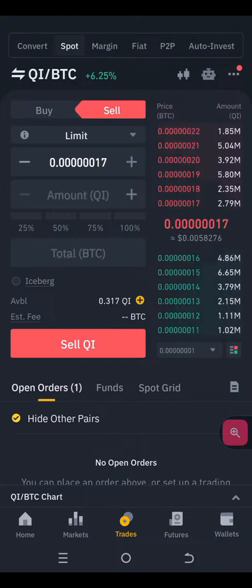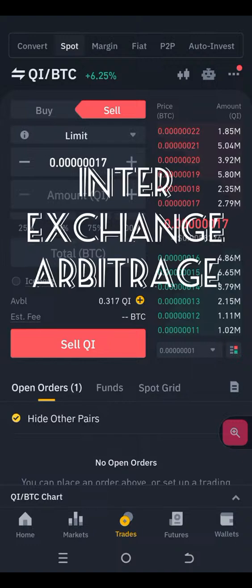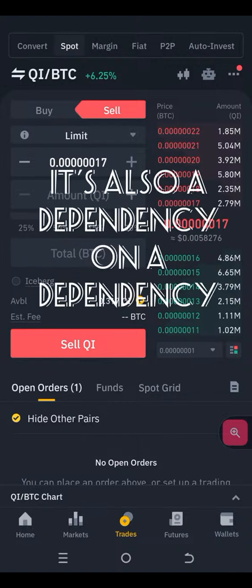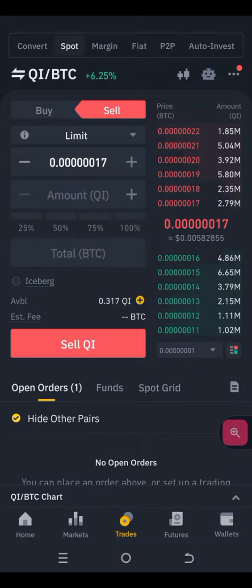Okay, so now let's go into the next one. Let's look at inter-exchange arbitrage. Inter-exchange arbitrage is also a dependency on a dependency. And what is inter-exchange arbitrage? It's when you buy a particular coin cheaper on a particular platform or exchange and go sell it on another exchange for profit.